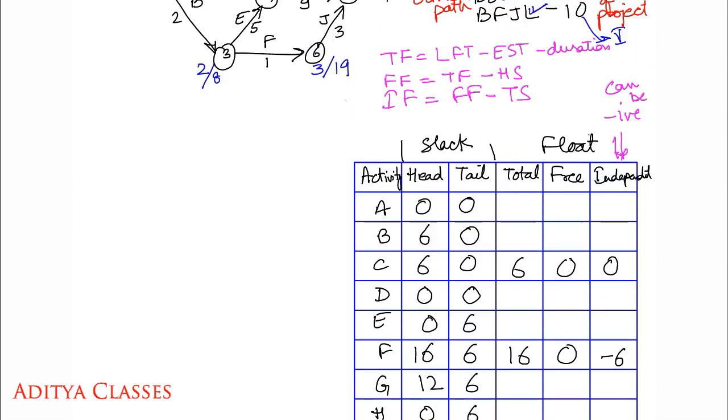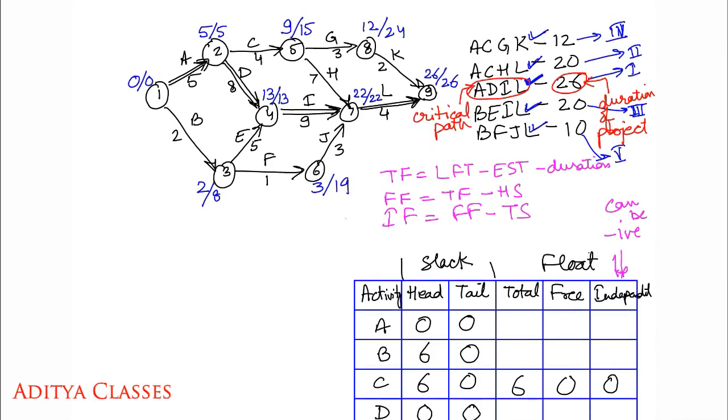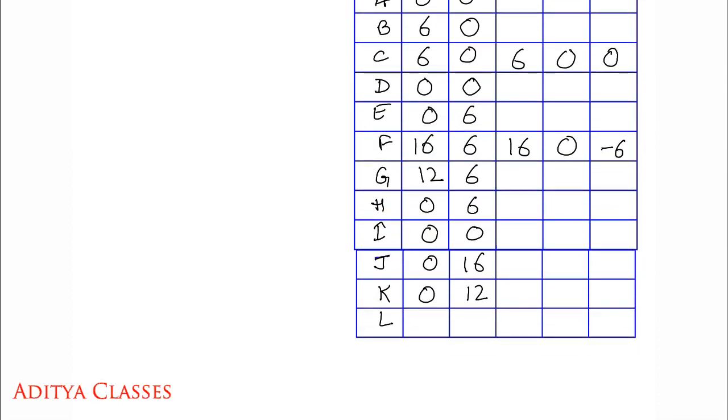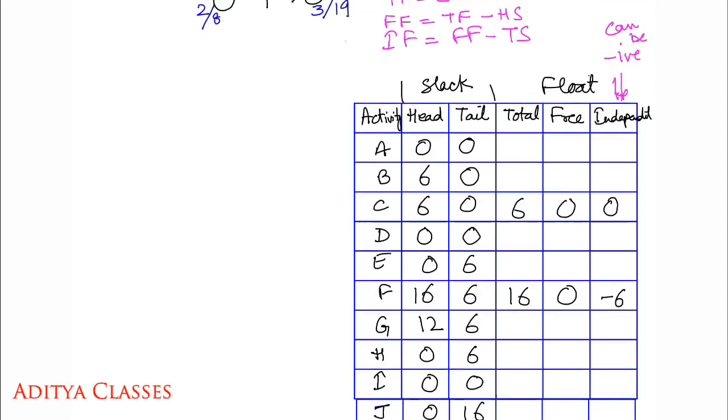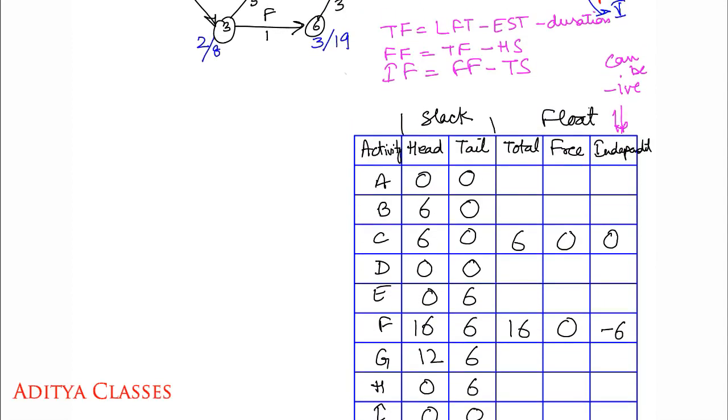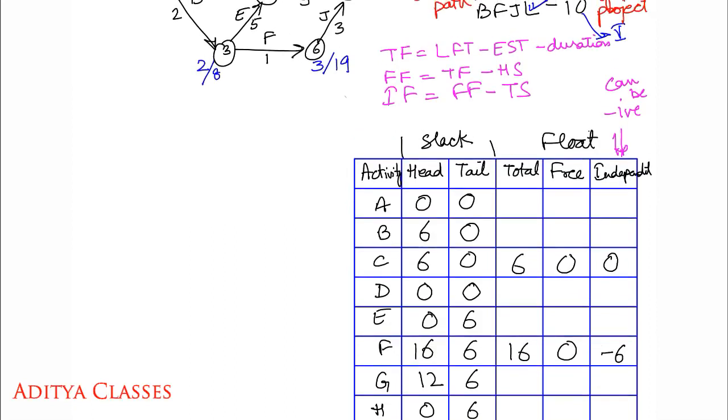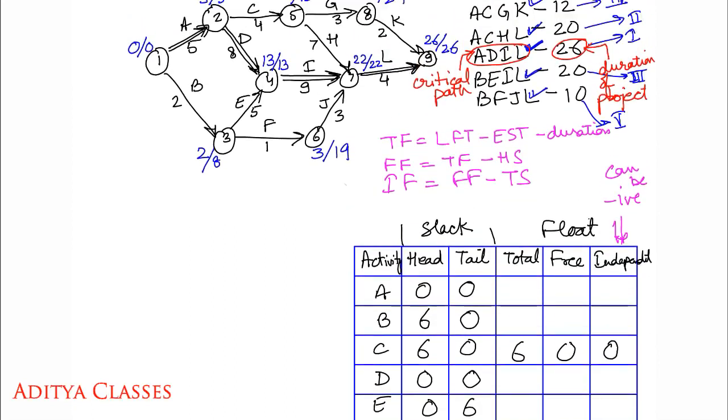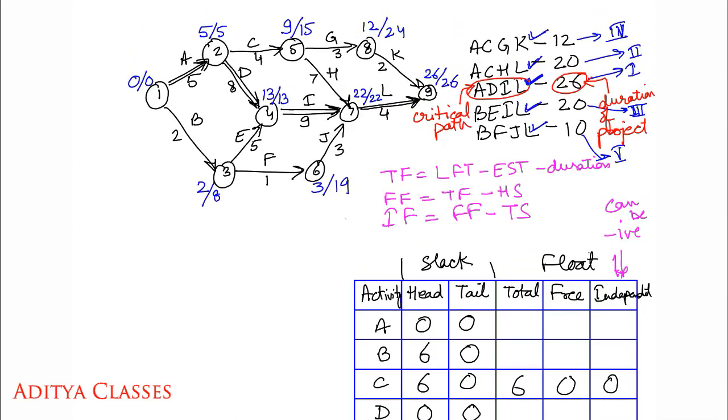And the last one is L. L being a critical activity, 26, 26, no head slack, no tail slack. We already know critical activities do not have any kind of slacks. So now that we are through with slacks, let us find out total floats. A. What will be the total float for A?